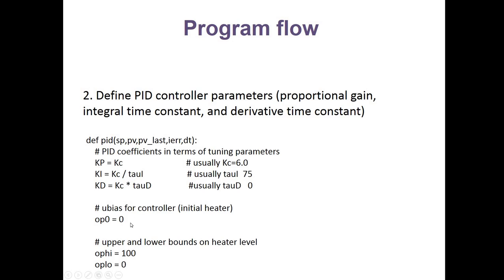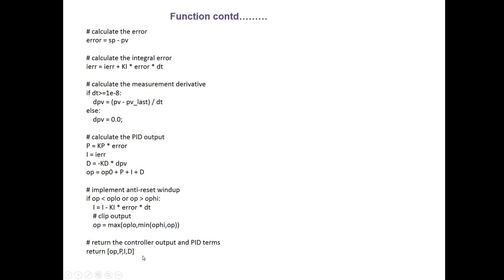Now, this is a U bias. That means when the system is put on, some power may go into the system initially, maybe 0.3 or whatever, actually 30%. So that you can set here. In this case, it is 0. And upper and lower bounds, actually, whether the output valve or whatever your heater, it has to go power from 0 to 100%, or in between, you can set that.